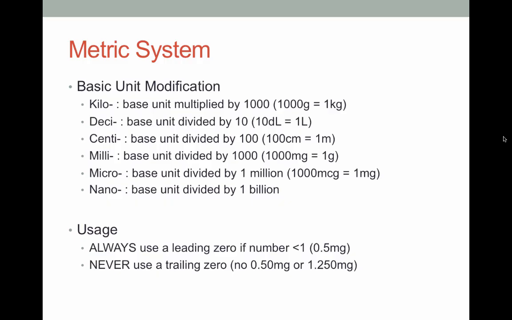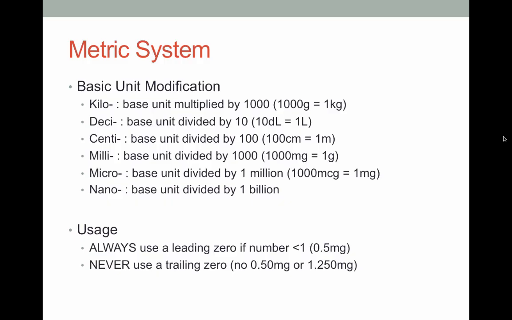You might also see a deci or deciliter, so we're now dividing our base unit, that liter. So 10 deciliters is 1 liter. You'll definitely be seeing centimeter. So 100 centimeters is 1 meter. We're dividing that base unit by 100. When we talk about milligrams, the milli, 1 gram is 1,000 milligrams. So we're dividing that base unit by 1,000.